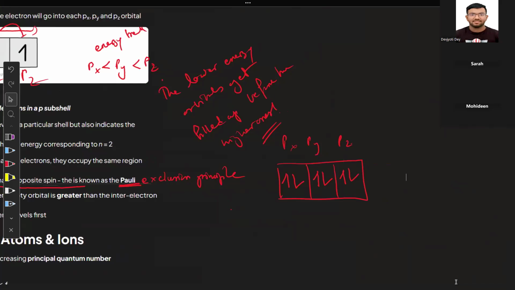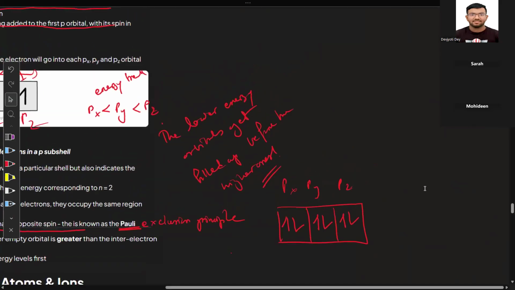How are these one signs being given? No, these are not one sign. These are electrons. Okay, so what does this depend on? It is depending on Hund's rule. And what is Hund's rule? The lower energy orbitals get filled up before the higher ones.